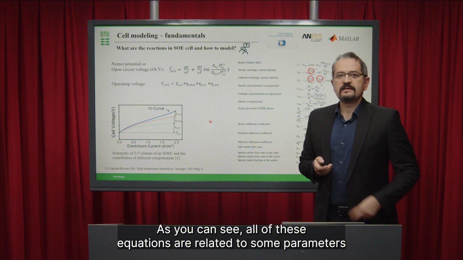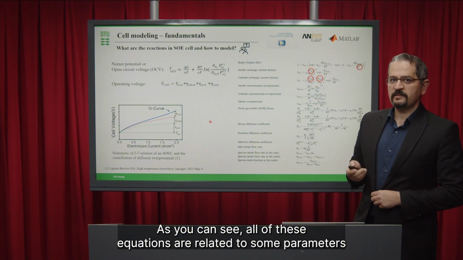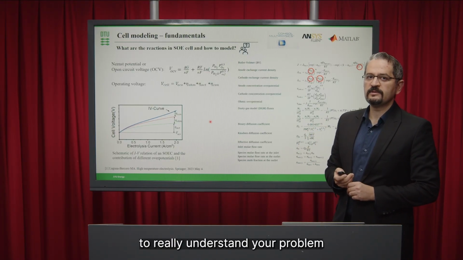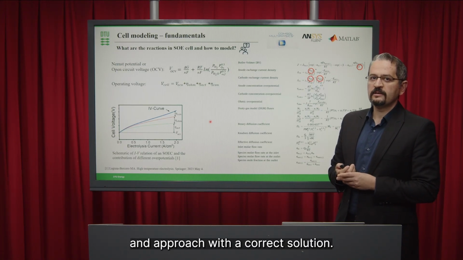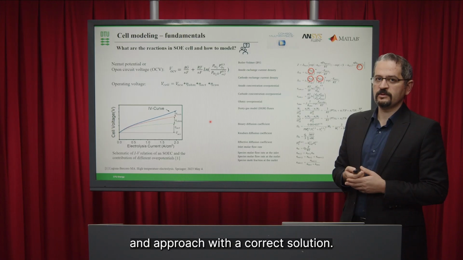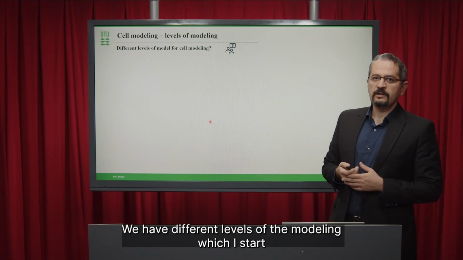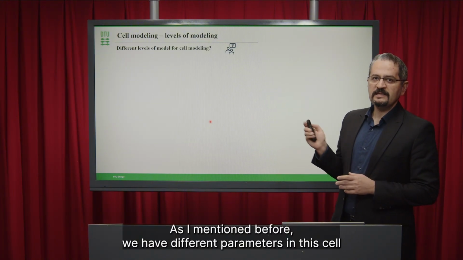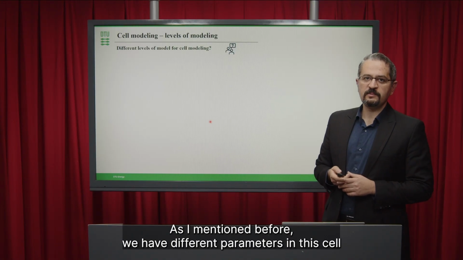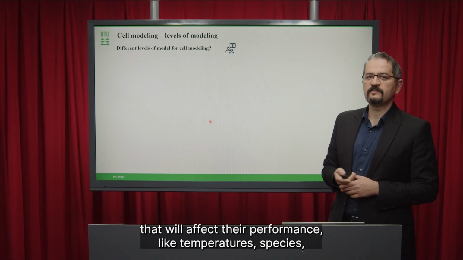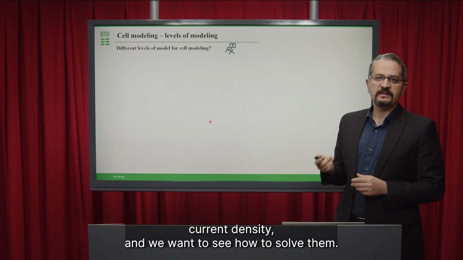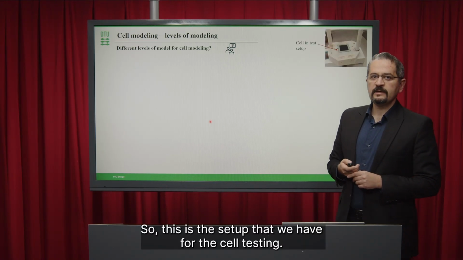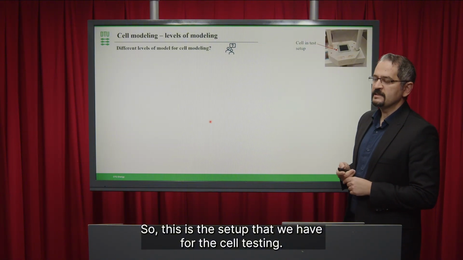As you can see, all of these equations are related to some parameters such as temperature and species distribution. So it's important to really understand your problem and approach it with a correct solution. We have different levels of modeling, which I start from the easiest one and go to the most complicated one. As I mentioned before, we have different parameters in the cell that will affect the performance, like temperature, species, current density, and we want to see how to solve them. So this is the setup that we have for the cell testing.